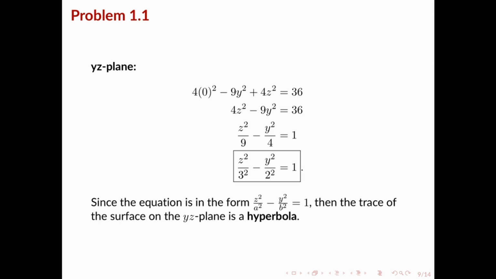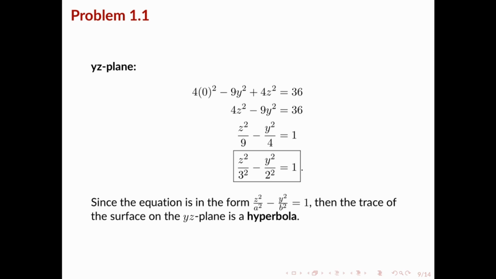And now, once again, like with the xy plane, we divide everything by 36 to get z squared over 9 minus y squared over 4 equals 1. And once again, we know that 9 is 3 squared, and we know that 4 is 2 squared. So we can substitute those, and we get z squared over 3 squared minus y squared over 2 squared equals 1, which is very familiar because we've seen an equation like this before with the xy plane.